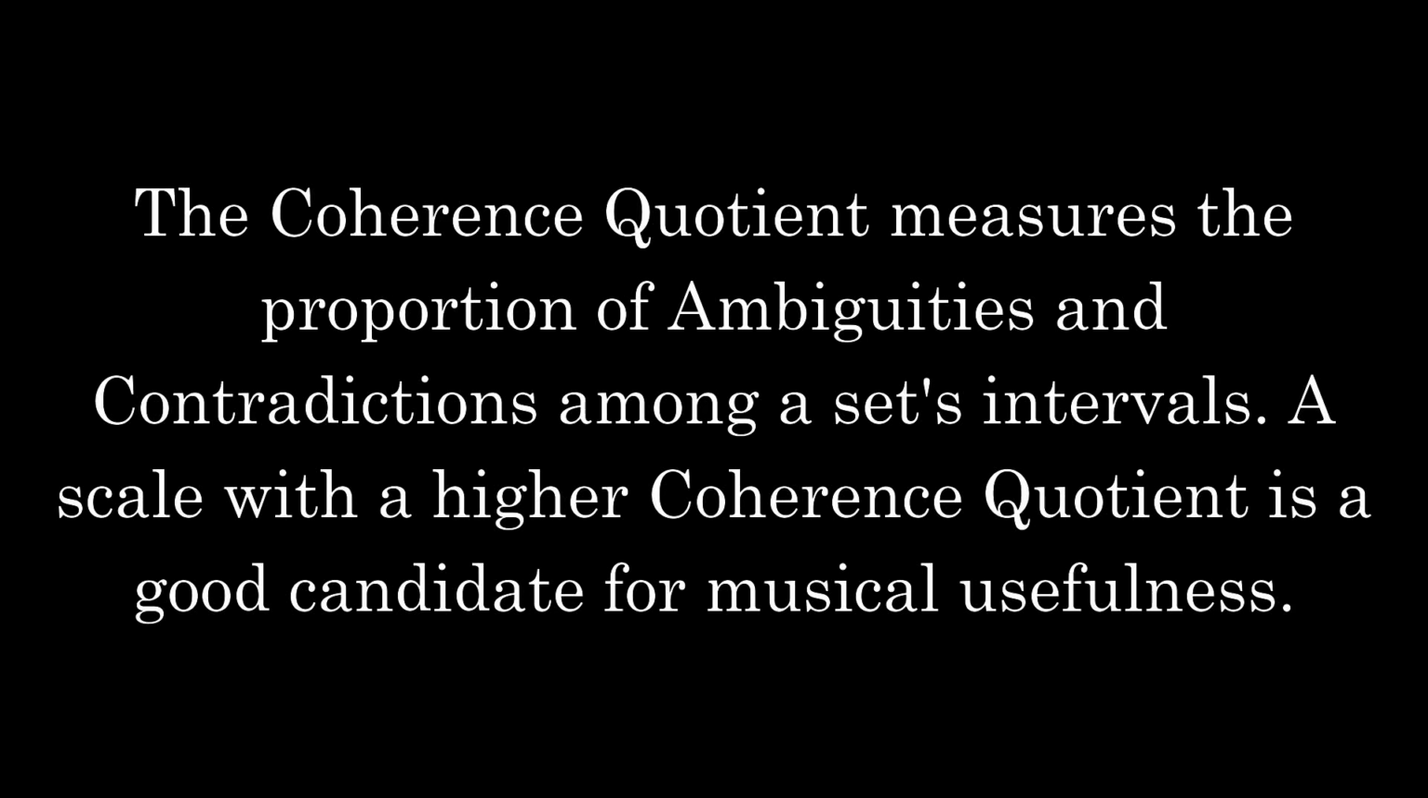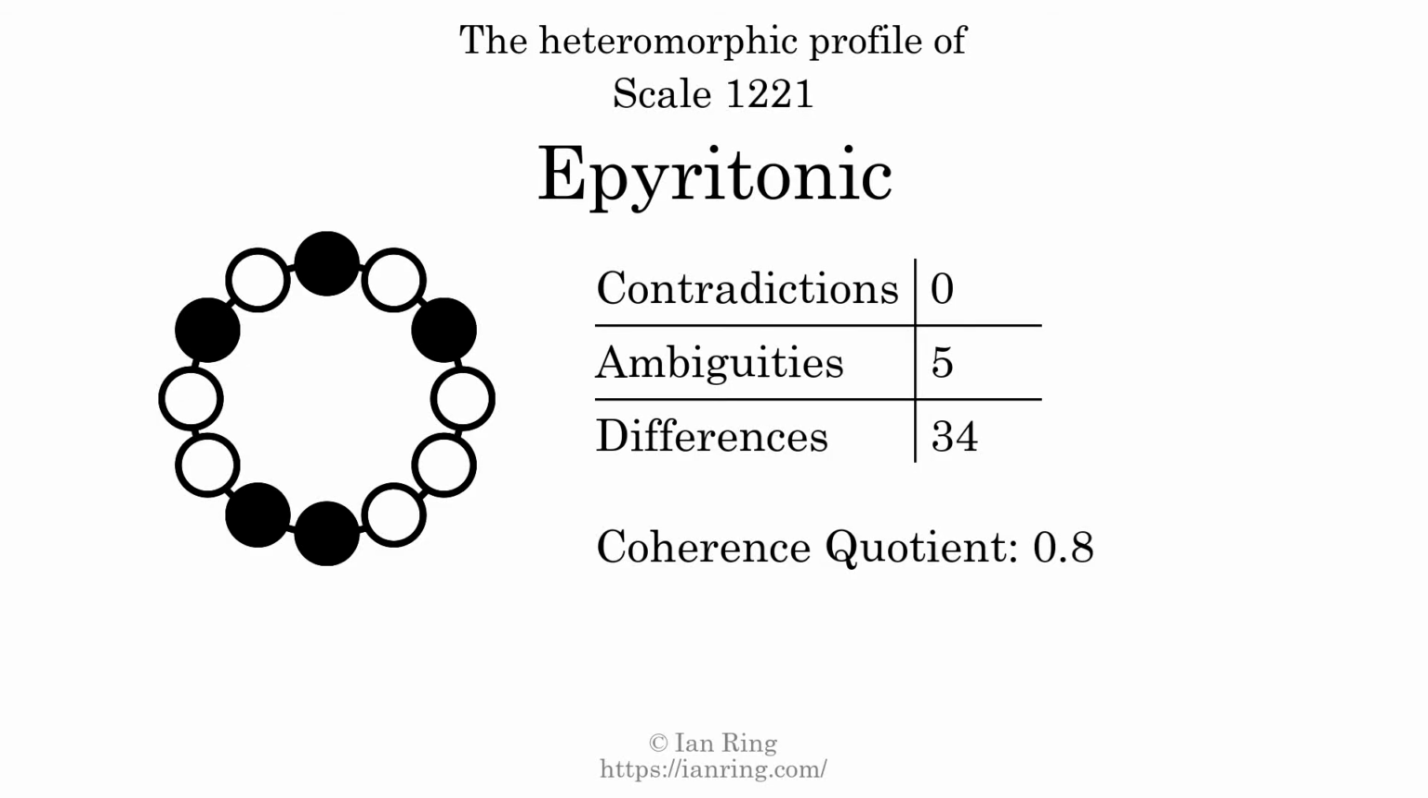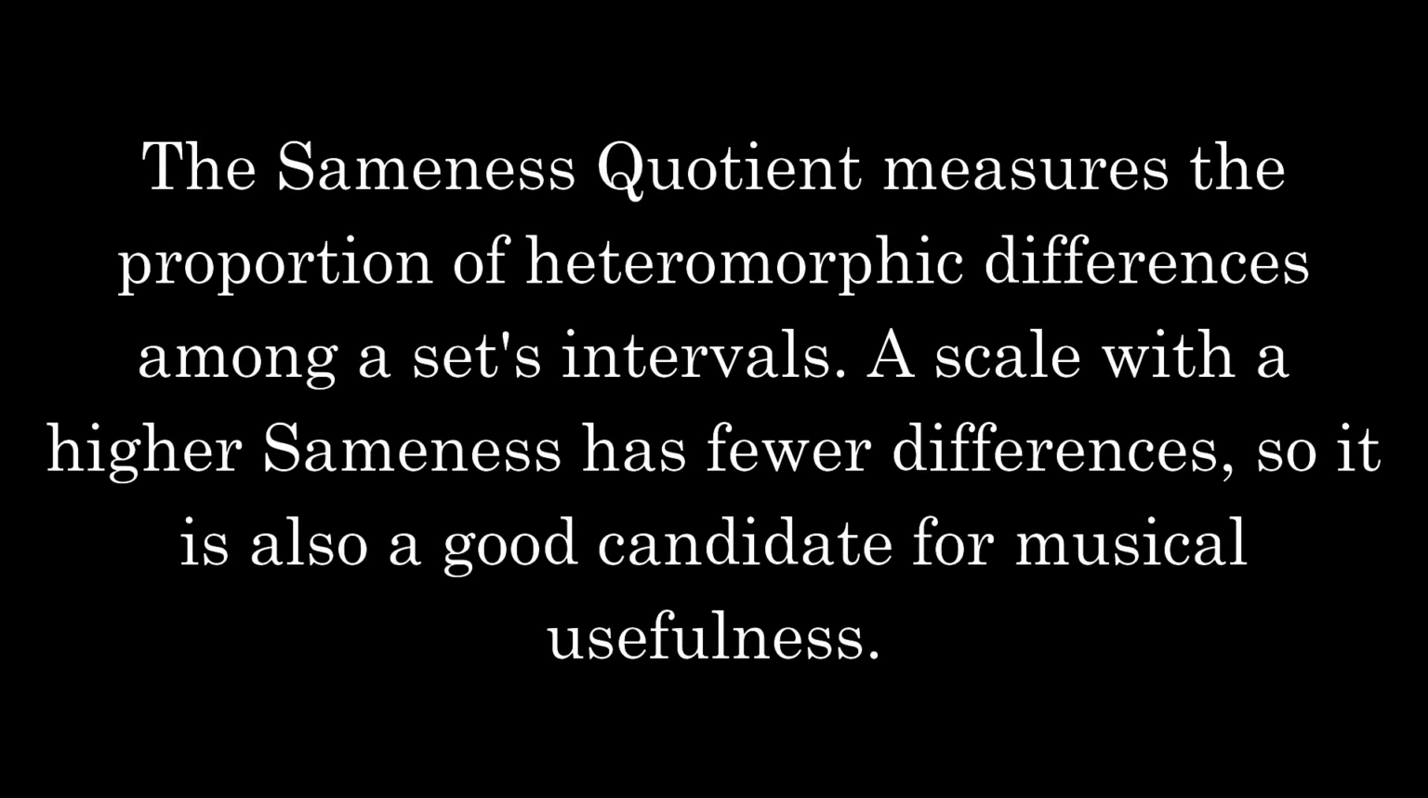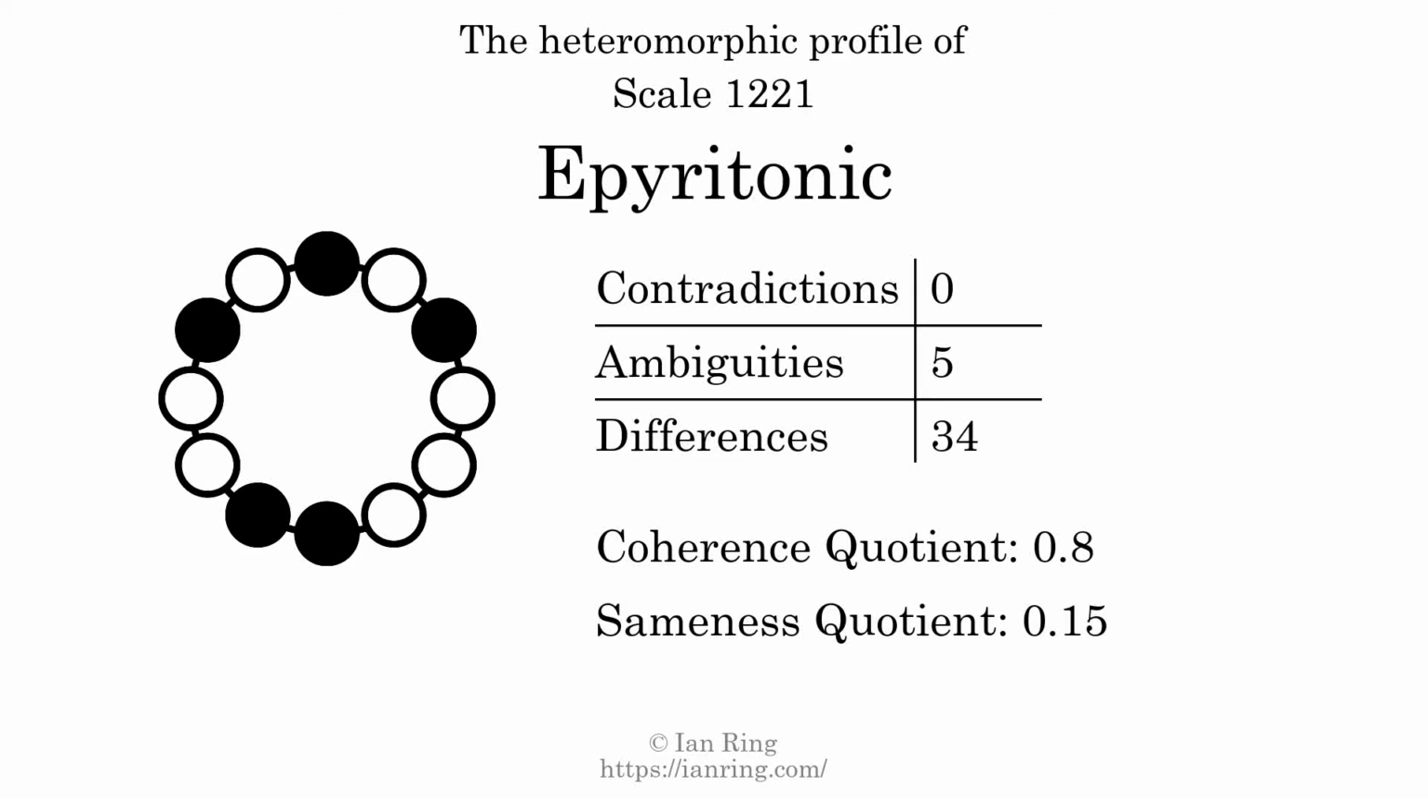The coherence quotient measures the proportion of ambiguities and contradictions among a set's intervals. A scale with a higher coherence quotient is a good candidate for musical usefulness. The coherence quotient is 0.8. The sameness quotient measures the proportion of heteromorphic differences among a set's intervals. A scale with a higher sameness has fewer differences, so it is also a good candidate for musical usefulness. The sameness quotient is 0.15.